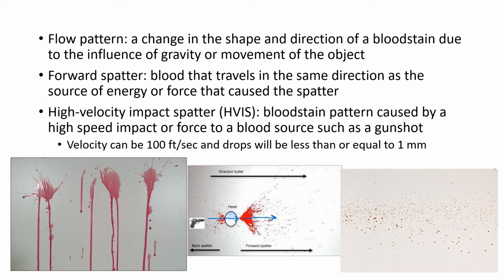High velocity impact spatter, or HVIS for short, is a bloodstain pattern caused by a high speed impact or force to a blood source. So this is something that is moving very quickly, such as a gunshot. The velocity of the blood can be 100 feet per second or higher, and the drops tend to be very small. Here drops are going to be less than or equal to 1 millimeter. So you're going to have a lot of drops that are smaller in size, like this image on the right.